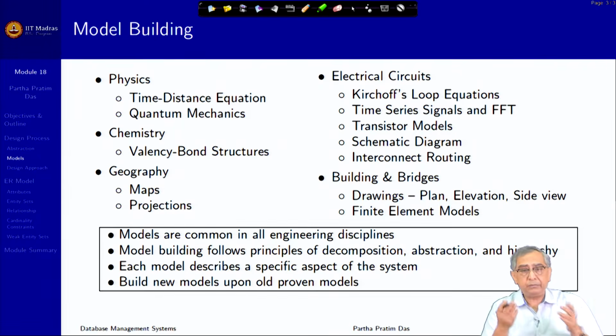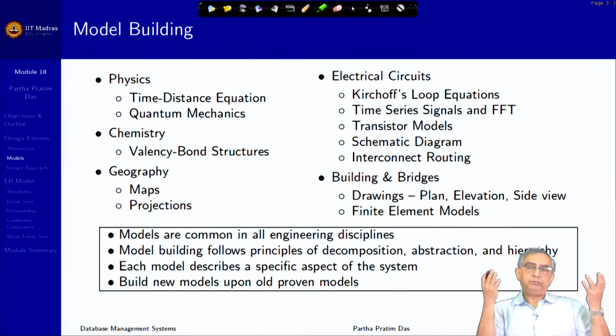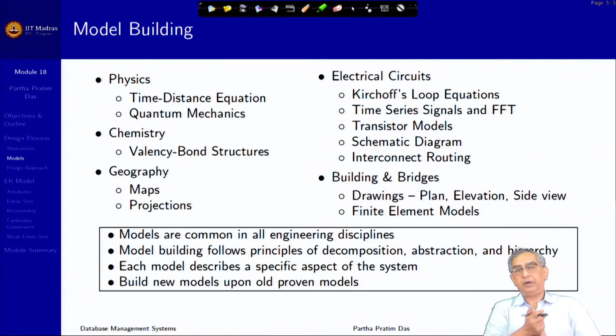If you look into various things you have already done in school and high school, physics is full of models. You have quantum mechanics to describe certain real world situations which we cannot see with the naked eye. Chemistry is full of models, such as valency based structures for elements and compounds. Geography is models of maps and projections. Many of you would have an electrical background maybe: Kirchhoff's laws, transistor models, schematic diagrams.